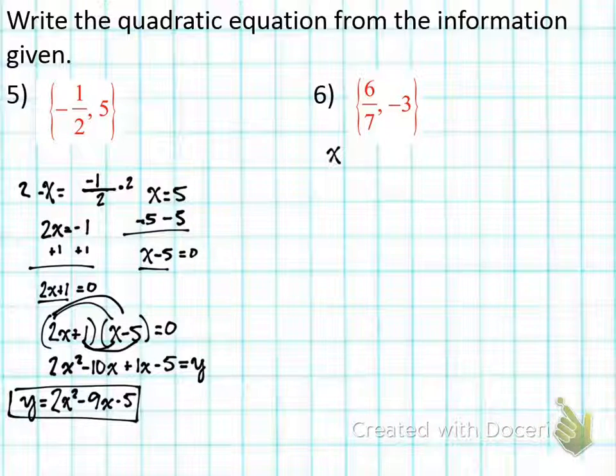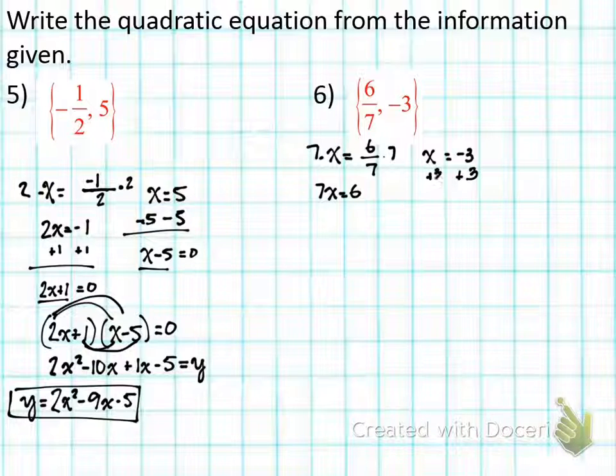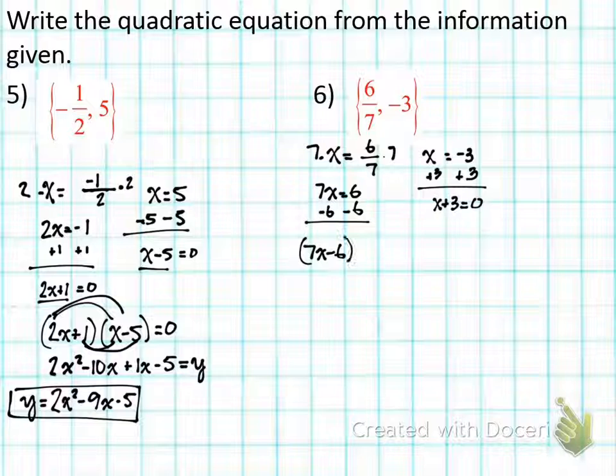You got x is equal to 6/7. And then x is equal to negative 3. Okay? So we're going to multiply both sides by 7 here first. So we have 7x is equal to 6. And then we're going to add 3 on both sides on the second one. So x plus 3 is equal to 0. Then on the first one, we're going to subtract 6 on both sides. So we got 7x minus 6 is equal to 0. And then we have x plus 3 is equal to 0. We're just going to bring that down.